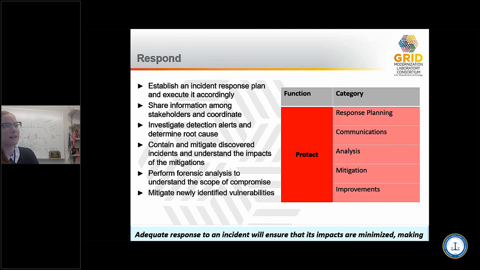So again, having a plan, knowing how to respond to a cyber attack, communicating it properly, analyzing what's happened, and then performing improvements on the system so it doesn't just happen again are all keys to an adequate response plan for a cyber attack. So next.